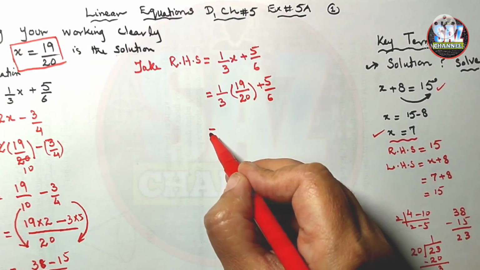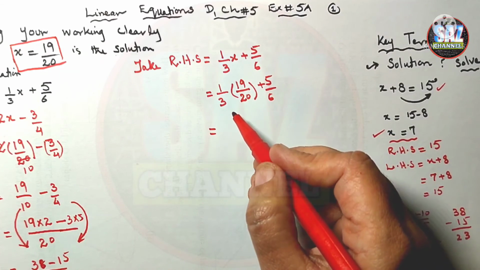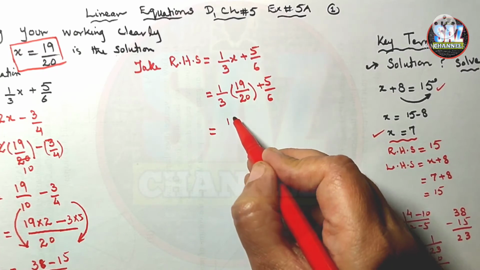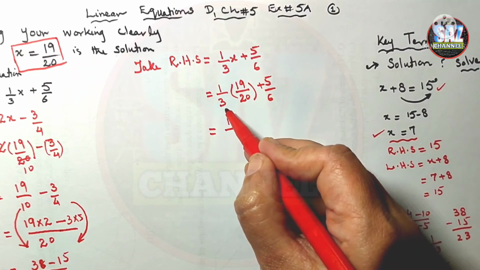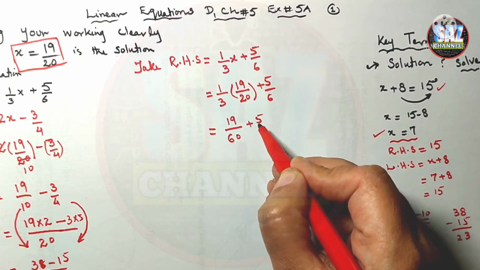Now you are the magicians, students. You have to bring both sides the same, but by actual and correct working. This is 19 by 20 times 3 is 60, plus 5 by 6.